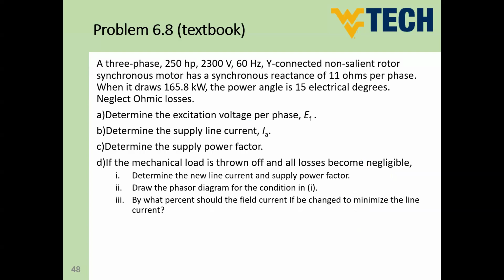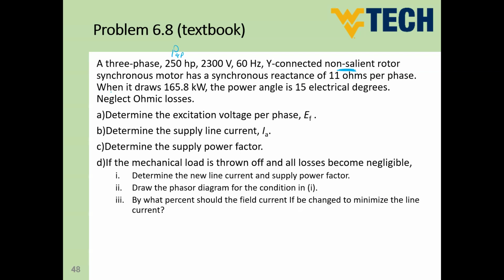Let's solve another numerical question here. So we have here a three-phase 250 horsepower, so this is the output power, 2300 volt, 60 hertz, Y connected, non-salient, which means cylindrical, rotor synchronous motor, has a synchronous reactance of 11 ohm per phase, and it doesn't mention the armature resistance here.